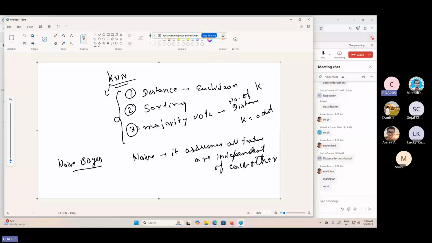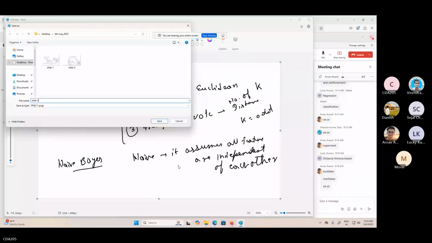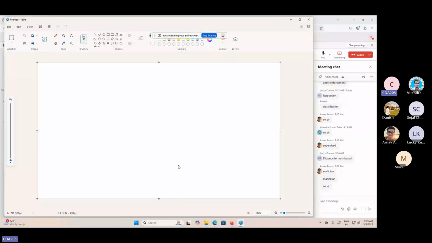Now, what is the formula for the Bayes theorem? Can anyone tell? What is the formula for the Bayes theorem? Anyone? So when we talk about the Bayes theorem, it is P of C given X is equal to P of X given C into probability of C divided by probability of X.